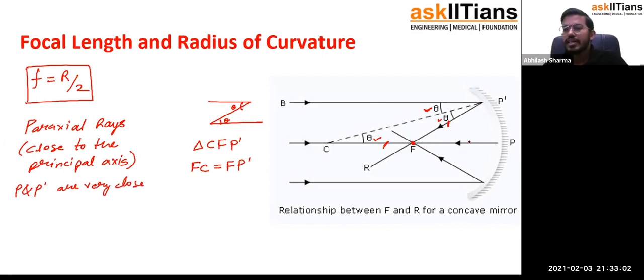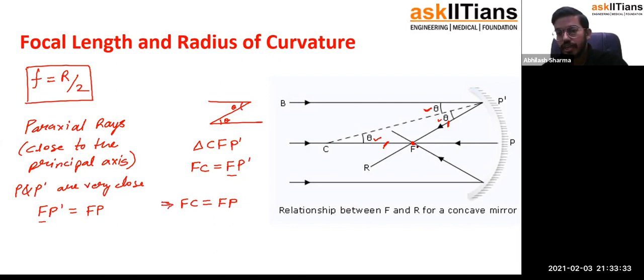If that is the case, then I can write one more thing: FP prime is equal to FP, because they are both very close to each other. You can clearly see FP prime here, FP prime here. This gives us the relation that FC is equal to FP. One important result we have obtained, isn't it?